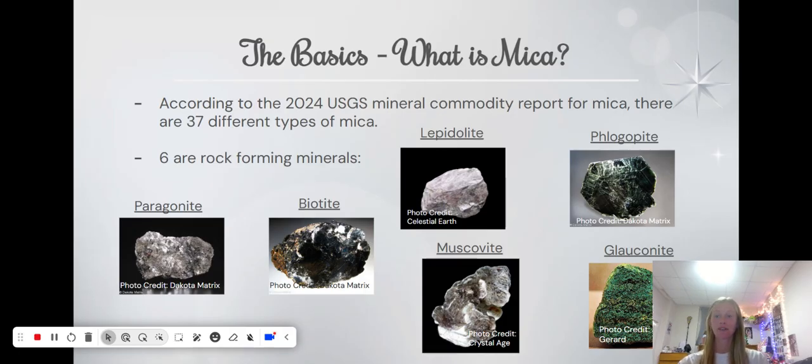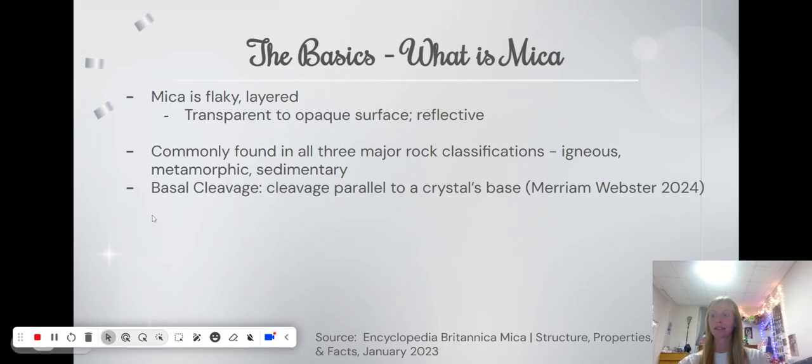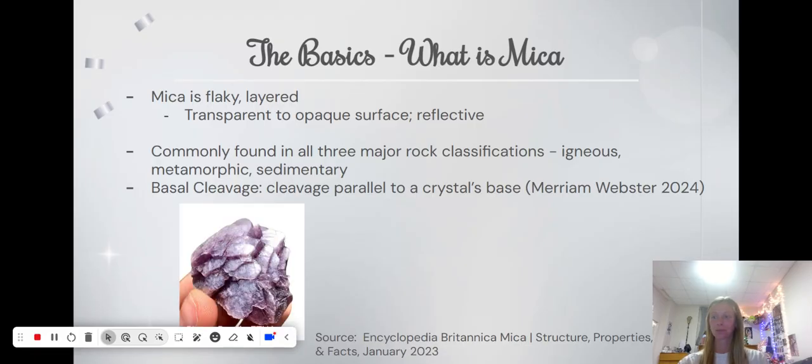The most abundant types of mica are biotite, this classic dark-colored mica, and muscovite, the recognizable light-colored mica. Mica is often flaky and layered, and it's commonly found in all 3 different types of rock classifications: igneous, metamorphic, and sedimentary rock. Its surface is transparent to opaque, and it's often reflective, as seen with the mica lepidolite.